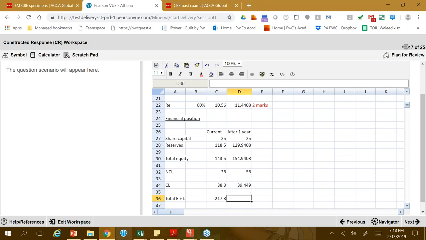And then add the equity and liabilities, D30 plus D32 plus D34. So I've got my total equity and liabilities as 250. And in this exam, there was 1 mark for this. And that's it, the financial position. Any questions here before we move on?